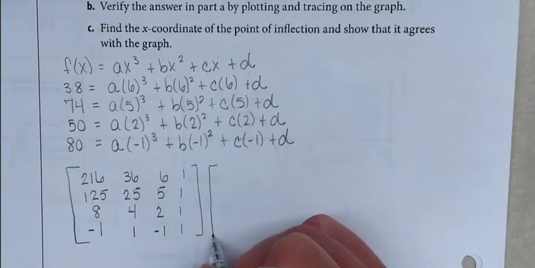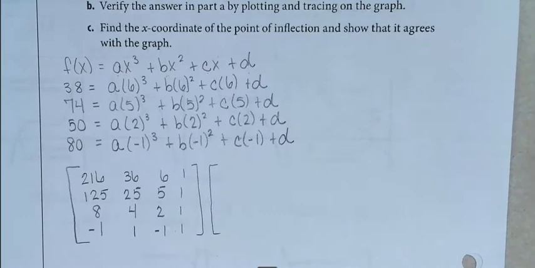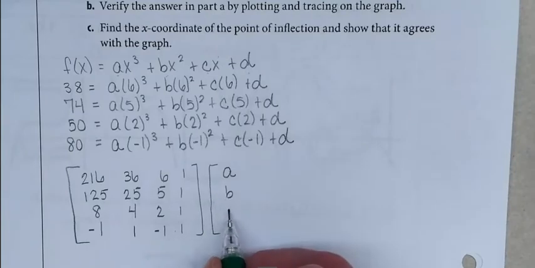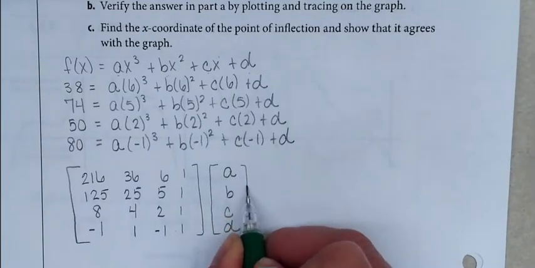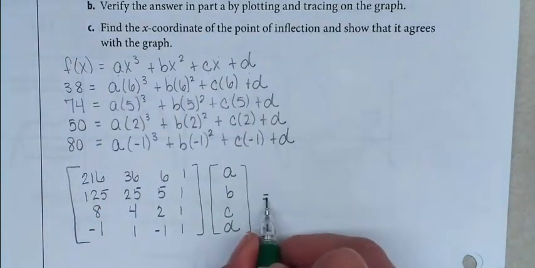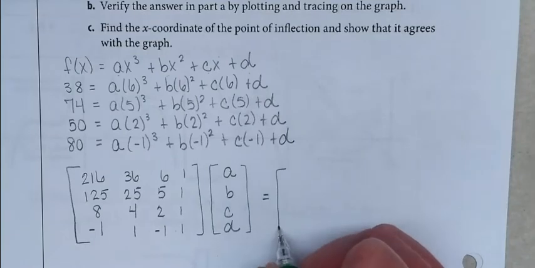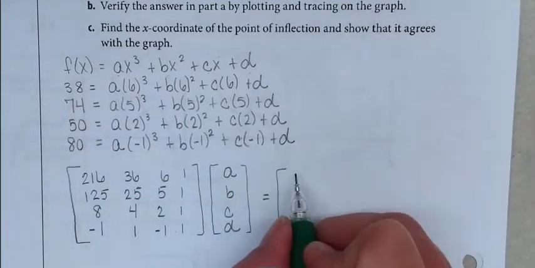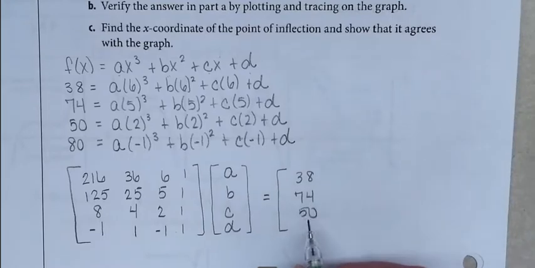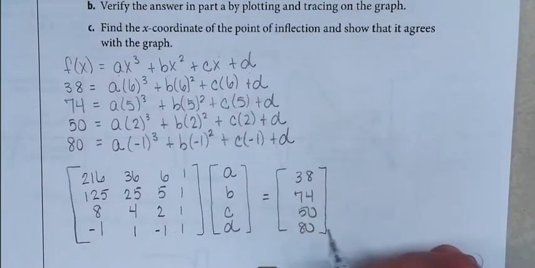Okay, line that up with the letter that these numbers are coefficients to. So these are A, B, C, and D. So that if I multiplied row by column, I'd basically end up right back where I started from. And then you want the constant matrix, which are over on this side. So I've got 38, 74, 50, and 80.